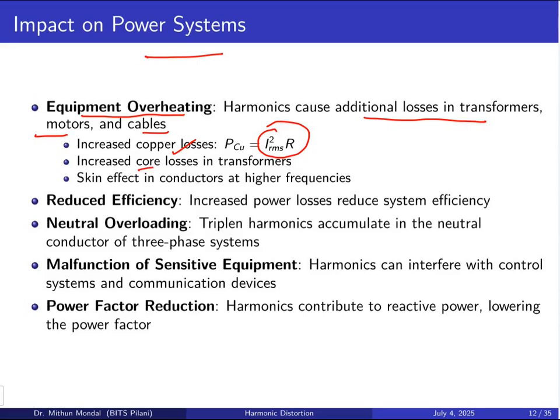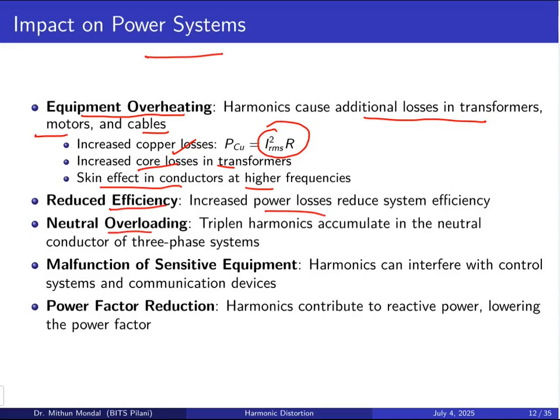There will also be core losses in the transformer because of the constant saturation effect, and skin effect in the conductor at higher frequency. So a lot of effect in the equipment overheating due to the core losses, the copper losses as well as the skin effect. Now, since the losses are there, obviously the efficiency will be reduced and there will be more power losses.